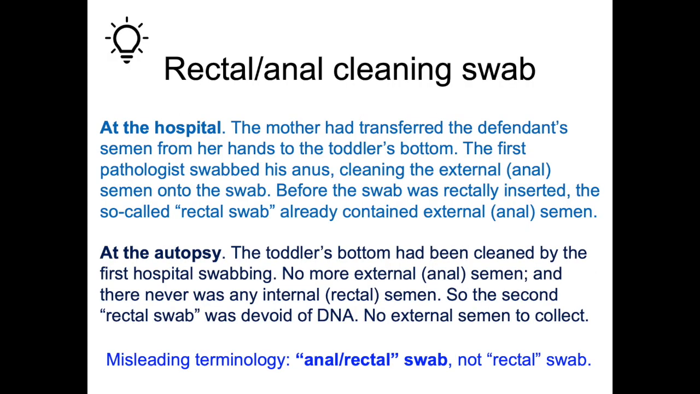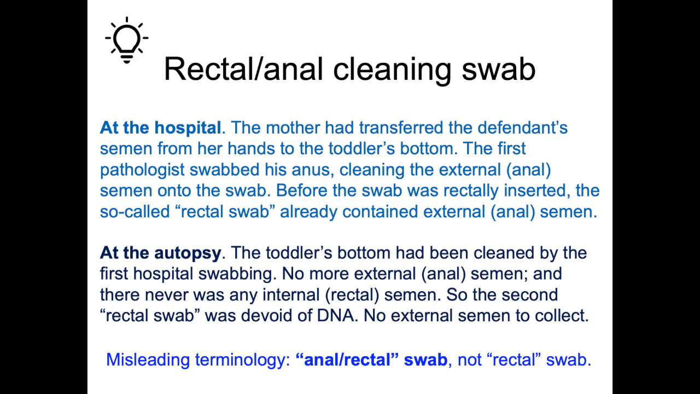So the answer is in the rectal swab that cleaned the anal area. First, at the hospital, the mother had transferred the defendant's semen from her hands to the toddler's bottom. The first pathologist swabbed the boy's anus, cleaning the external anal semen onto the swab. Before the swab was rectally inserted, the so-called rectal swab already contained the external anal semen.